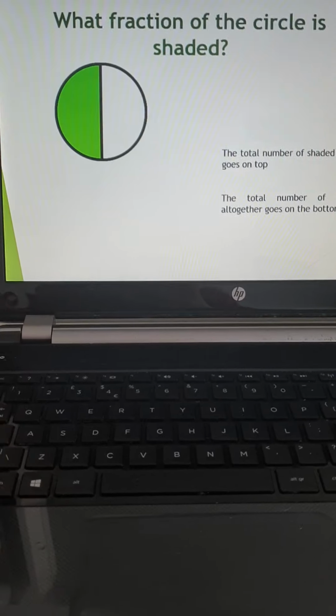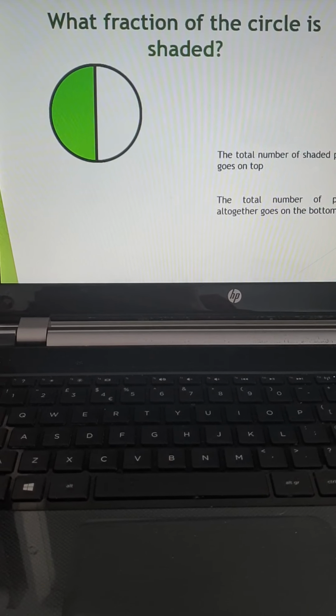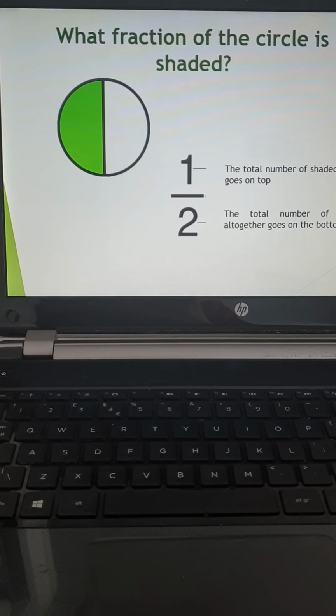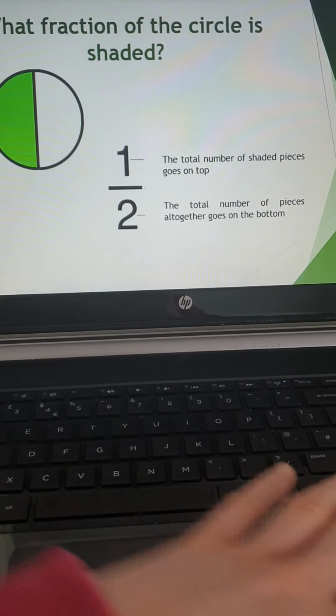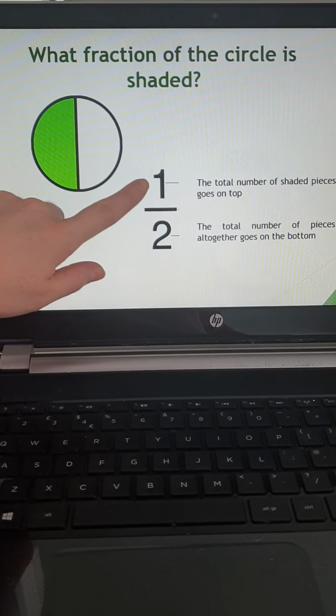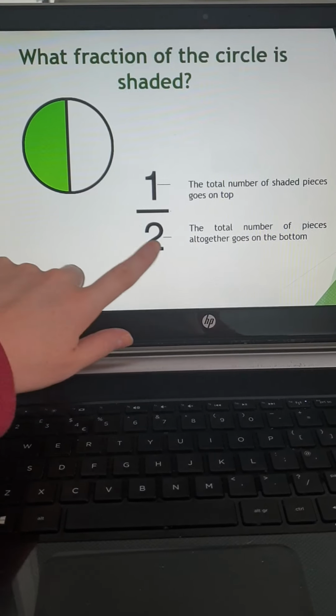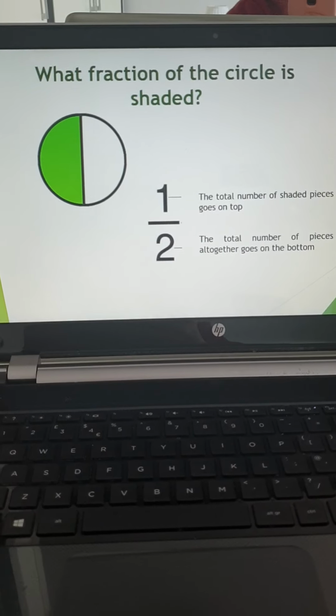There are 2. And how many pieces are shaded? That would be 1. So our fraction would be 1 over 2. We have 1 shaded piece for our numerator, and then the total amount of pieces is 2. So that would be our denominator. So that is a half.